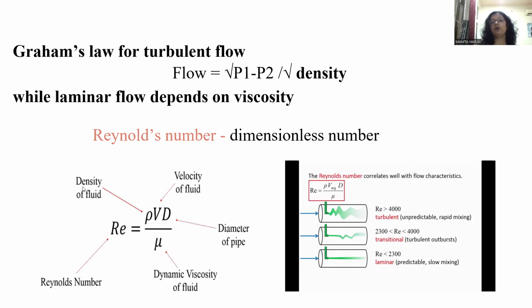So how do we decide which flow is turbulent or laminar? That is decided by the Reynolds number, which is a dimensionless number. It depends on the density of the fluid, the velocity of the fluid, and other parameters. Whenever it is above 4,000, the flow is turbulent. When it is below 2,300, the flow is laminar. In between, 2,300 to 4,000, we say it is transitional flow, laminar going to become turbulent.